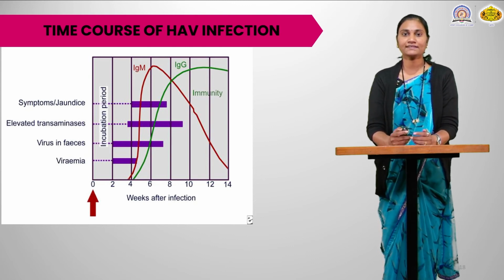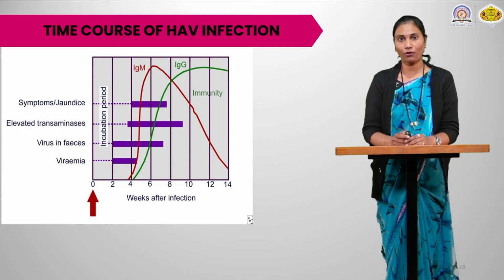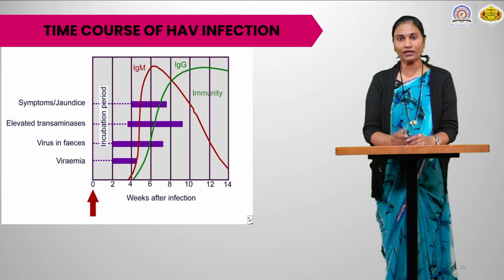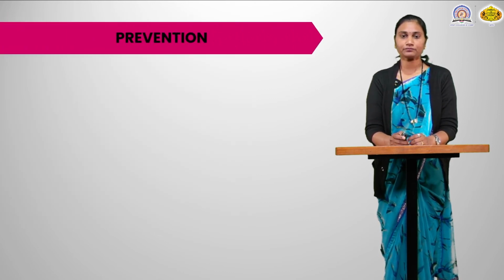Along with that, as a response to that antigen, initial IgM types of antibodies are formed in the beginning of infection, that is after 3 to 3.5 weeks of infection. But later on more specific IgG types of antibodies are formed. So, this is a time course of hepatitis A infection.